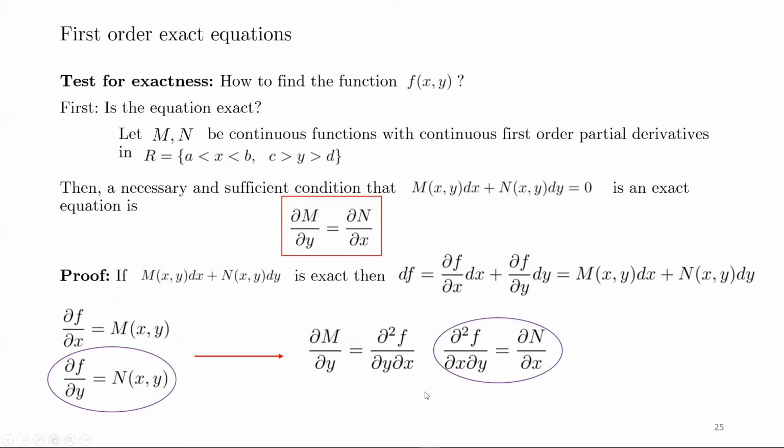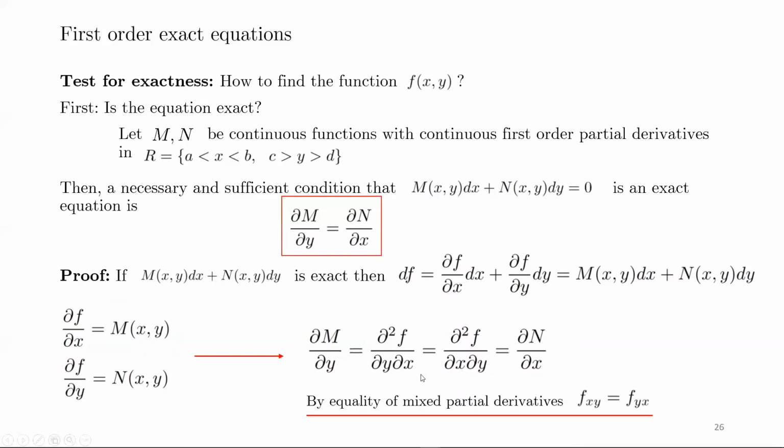And from first year calculus, we know that mixed partial derivatives are equal. So, equality of mixed partial derivatives: it does not matter which order we take the second partial derivative. If we take the partial derivative of f with respect to x and then with respect to y, that's exactly the same as if we take the partial derivative with respect to y and then the partial derivative with respect to x.